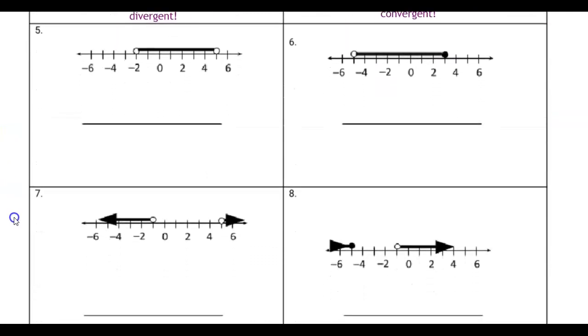Let's take a look at 5, 6, 7, and 8. I'm going to go a little bit faster through these ones because we've already done these types of questions. Pause the video, try this one out, number 5, and then come back to see if you got it right.